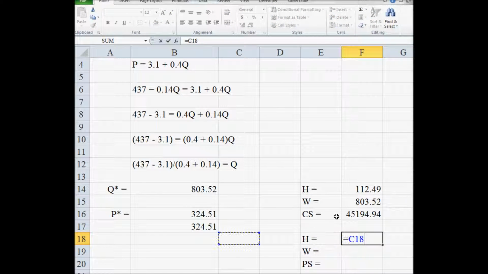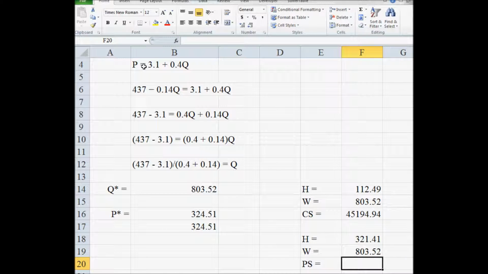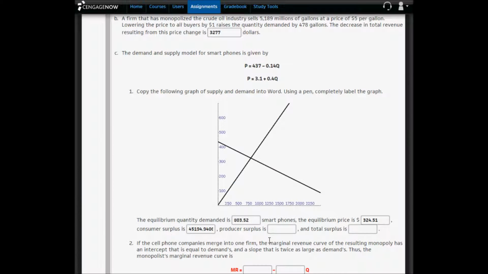The height of the triangle is the equilibrium price minus the intercept of supply, 3.1. The width of the triangle is the equilibrium quantity, and then producer surplus is just the area of that triangle, which is the height times width times 0.5. Total surplus is the sum of these two.